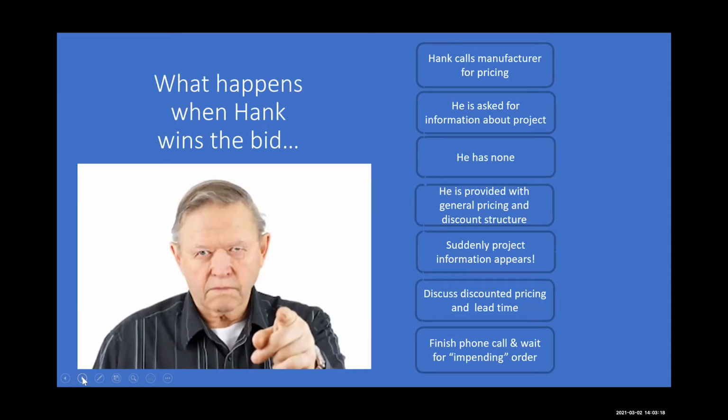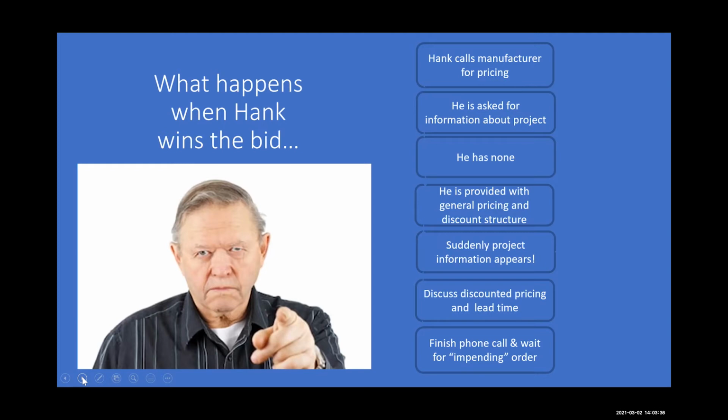If Hank is awarded your project, he waits until 2 weeks before the millwork is due to be installed before he picks up the phone and calls the manufacturer for pricing. He is asked for project information, which he refuses to provide. He doesn't bother to provide a quantity or mention that he has a tight timeline.